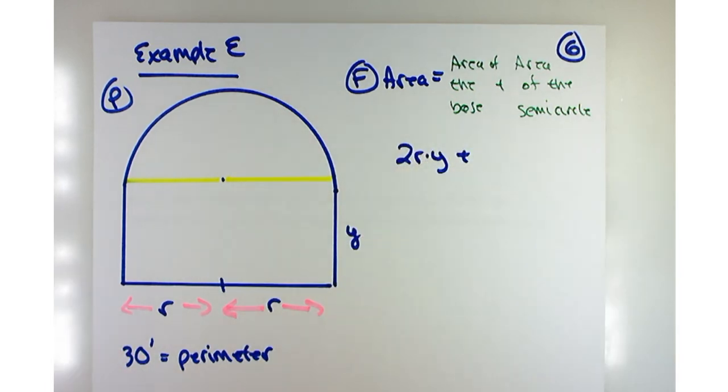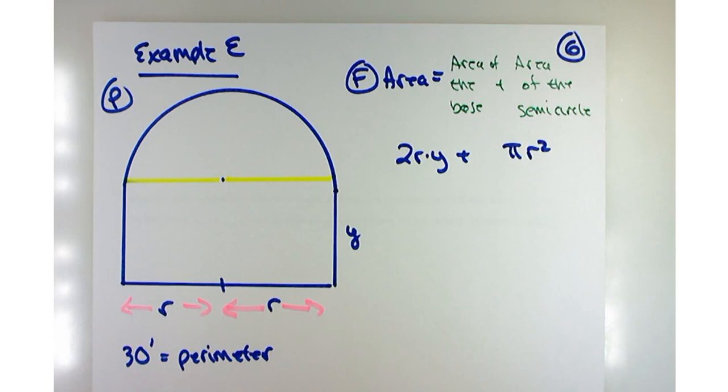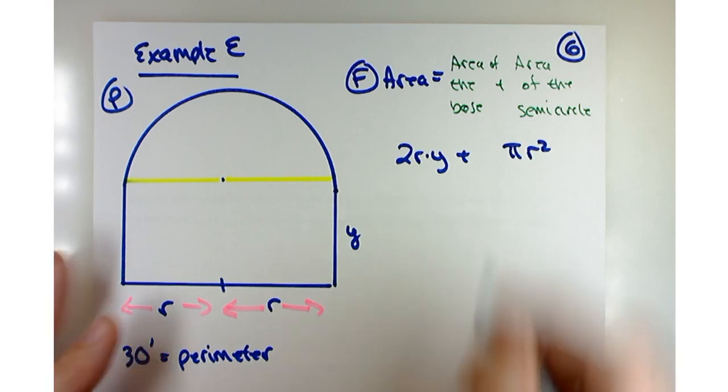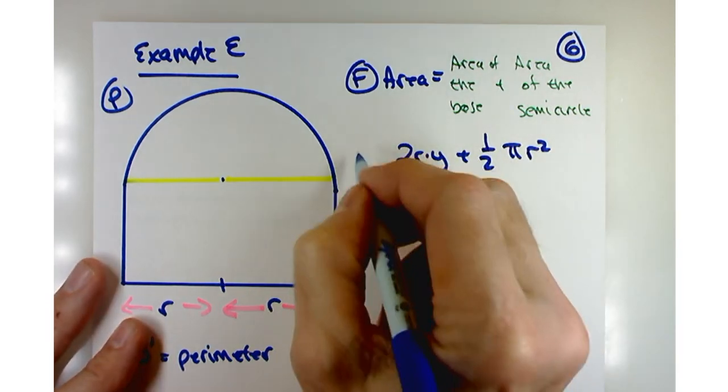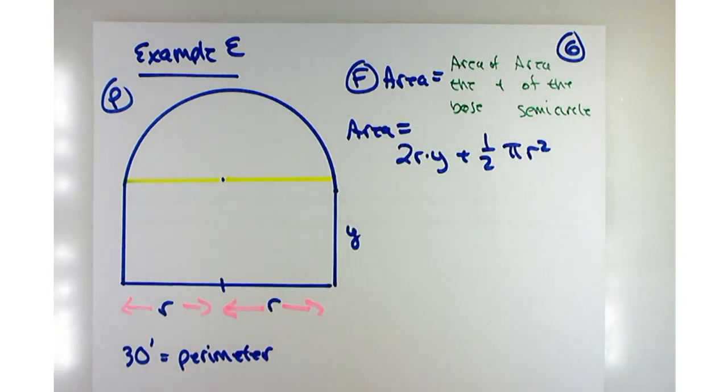Now I need the area of a semicircle up top. And conveniently, we've got an R here already. What's the formula for the area of a circle? Pi r squared. But I don't have a full circle, do I? What do I have? Half of that. So let's put in 1/2. And let's still just call this the area. It's not a function of one variable yet. Let me pause. Are we okay with what we've got so far?